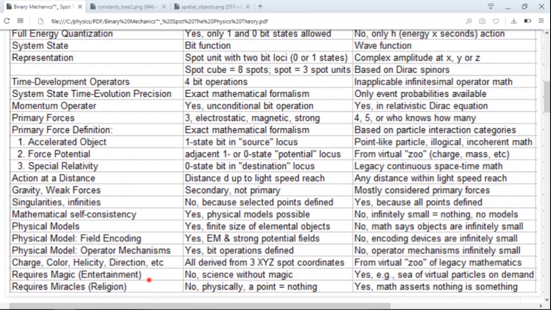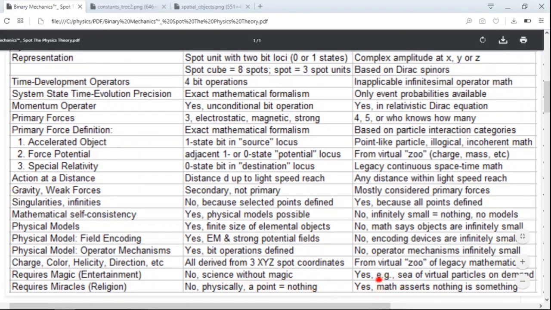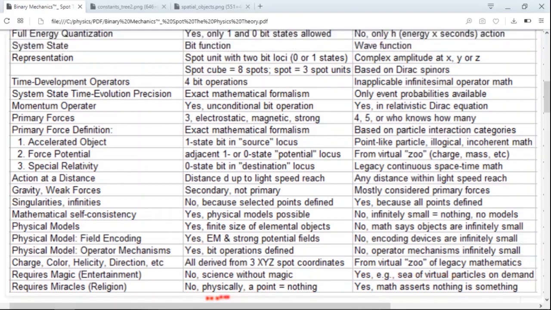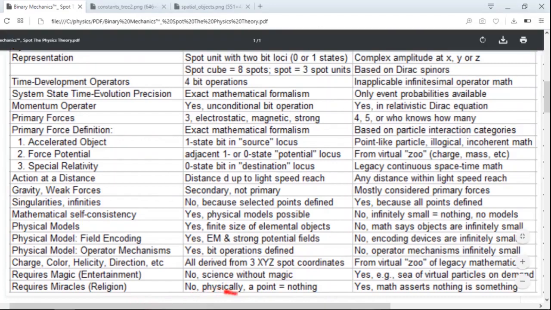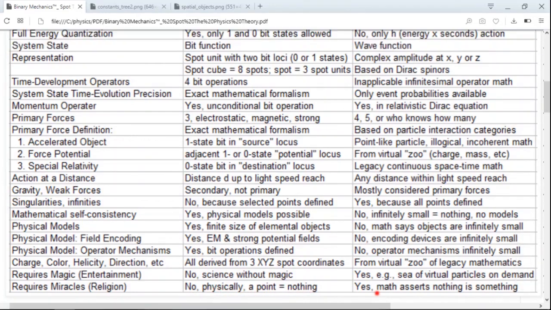How about magic, a form of entertainment? No, in binary mechanics we have science without magic, whereas it's required in the legacy theories, for example, a sea of virtual particles on demand. How about religion? No, we think that religion might be okay, but we don't need it in physics. So we don't have miracles. Physically, a point equals nothing. We do have religion in legacy physics because the math asserts that nothing is something.